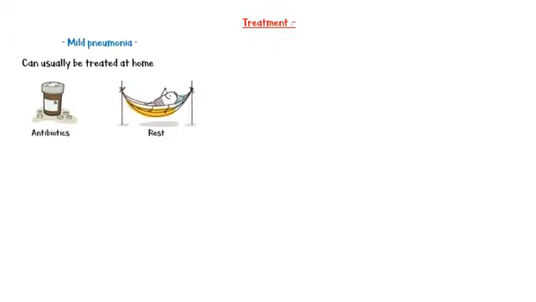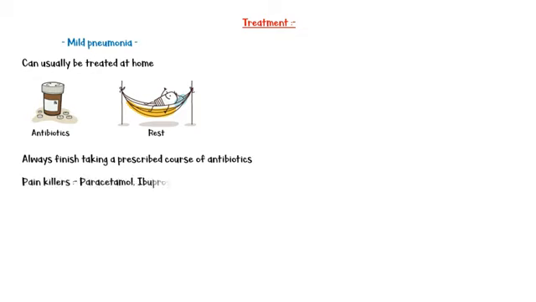Finally, let's discuss the treatment. Mild pneumonia can usually be treated at home with antibiotics and plenty of rest. A patient should always finish taking a prescribed course of antibiotics, even if he or she feels better. In addition to antibiotics, painkillers such as paracetamol and ibuprofen may be given to relieve pain.